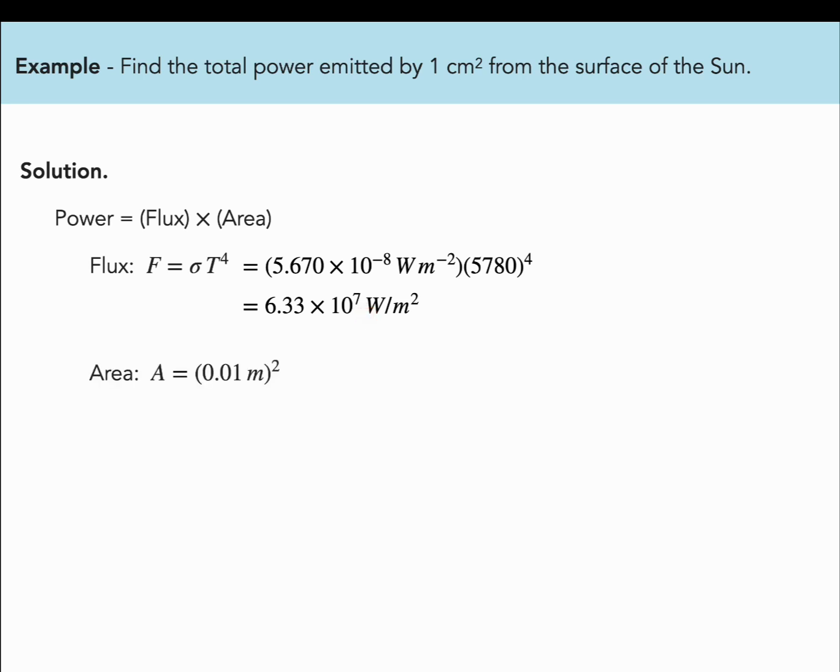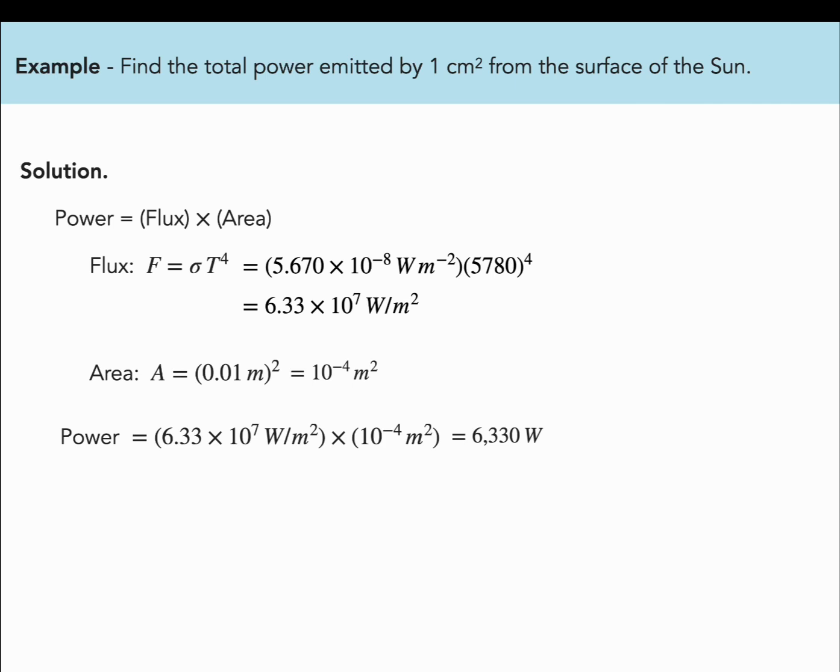Of course, we want to know how much is emitted by 1 square centimeter, not 1 square meter, so the area is 10 to the negative 4th square meters. Multiply that by the flux, and we get 6,330 watts coming out of every square centimeter. So you could imagine 63 100-watt light bulbs all shining out of something the size of about a penny.